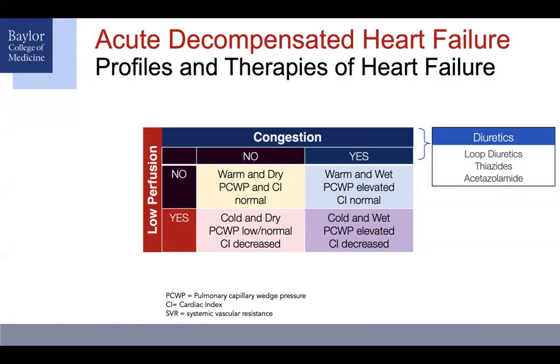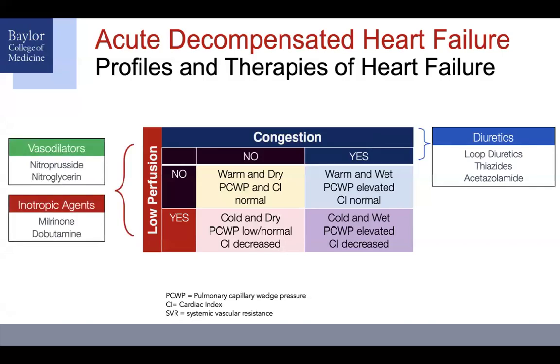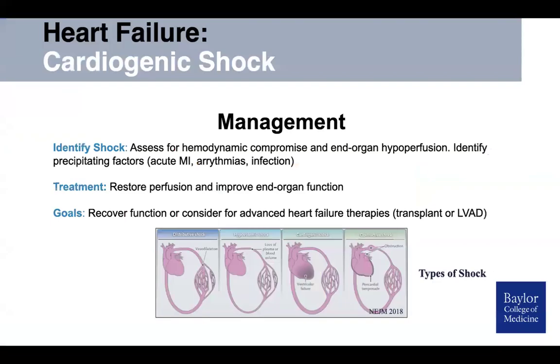With congestion, we use diuretics. And if they've got low perfusion, you can first think about vasodilators if they've got adequate blood pressure, nitroprusside or nitroglycerin frequently used. And then if they've got low perfusion and low blood pressure, you can also think about inotropic agents, milrinone and dobutamine.